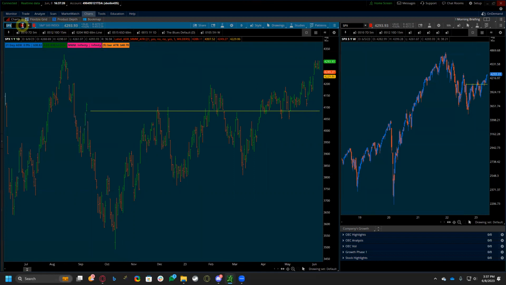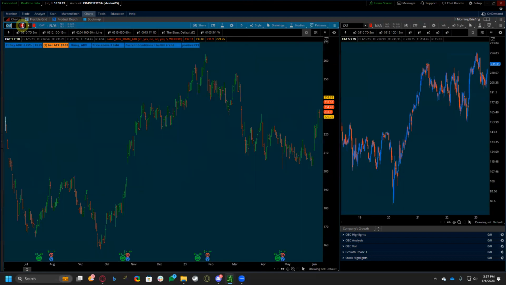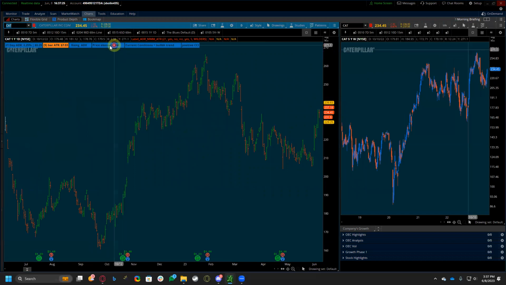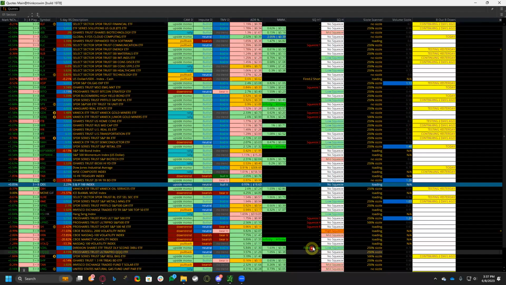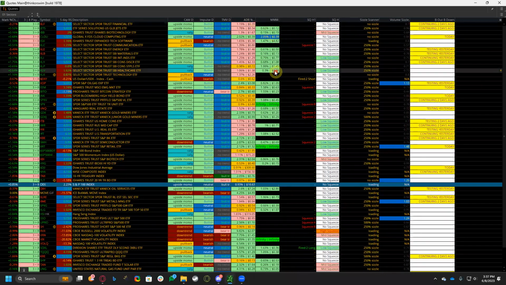But maybe if I jump around, there we go. So prices above the 8 MA, current conditions are bullish trend with a positive CCI. It reads that TMV for me. So we'll come back over here to the watch list. ADR percent is my own custom thing.